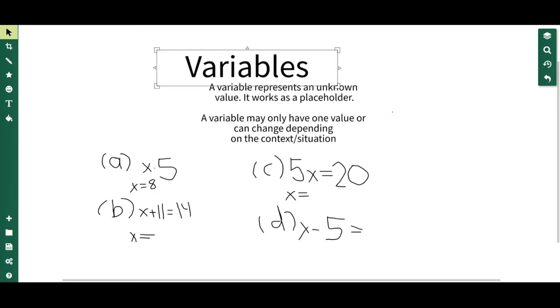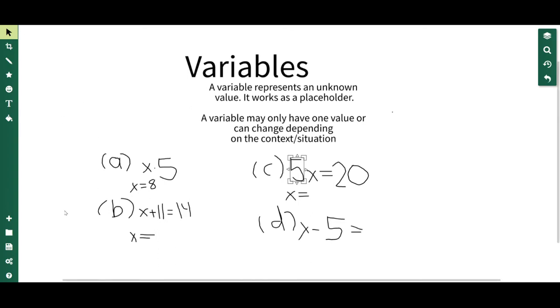So basically, a variable represents an unknown value, and it's usually a letter of the alphabet, and it stands for an unknown number. Okay, now a variable may only have one value, or it can change depending on the situation. And so here are some algebraic expressions. Algebraic expressions are a combination of numbers, variables, and at least one operation.